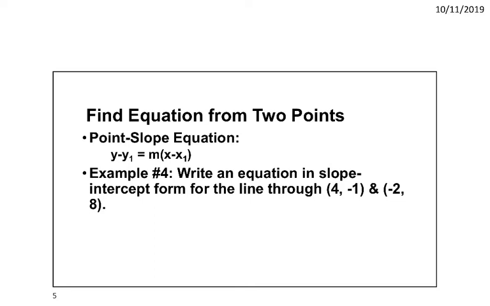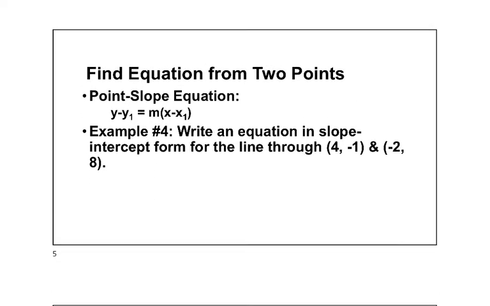Okay. So then the next piece here is to find an equation from 2 points. This one's a little bit more involved because the idea is that you can use the point-slope equation, or you can actually use the slope-intercept equation in order to find out what the line is that would go between (4, -1) and, in this case, (-2, 8). So there are 2 ways that you can do that.